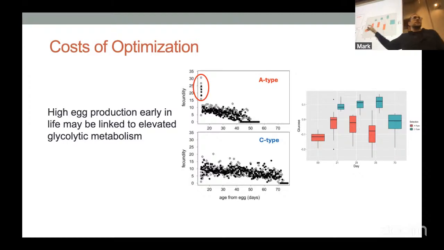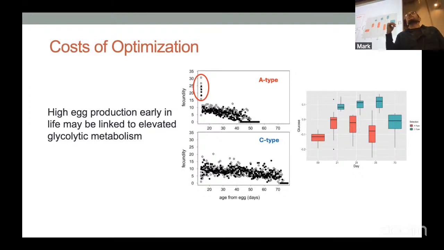We don't have lipid data, so we can't really address what's going on there at this point, but that's something we can do in the future. So the idea is, because of this really intense need to produce eggs, you're having really high rates of glycolytic metabolism here. And then this is trickling down to different effects.